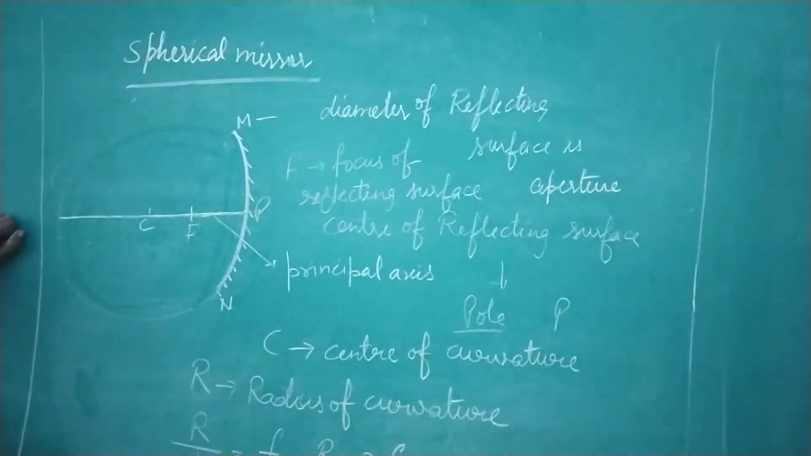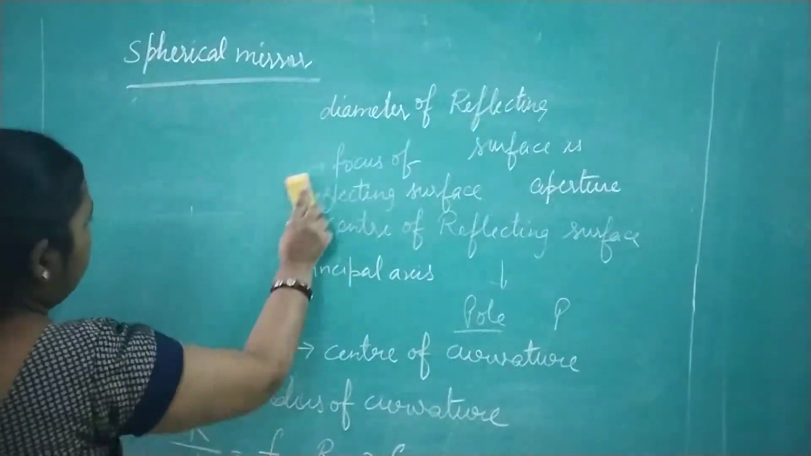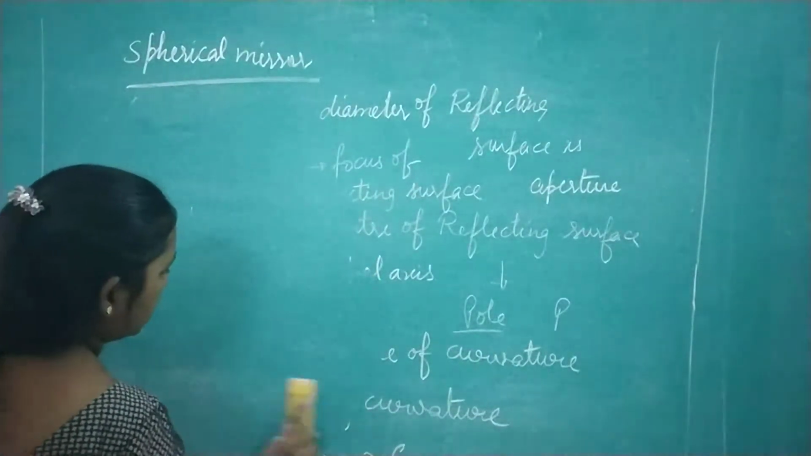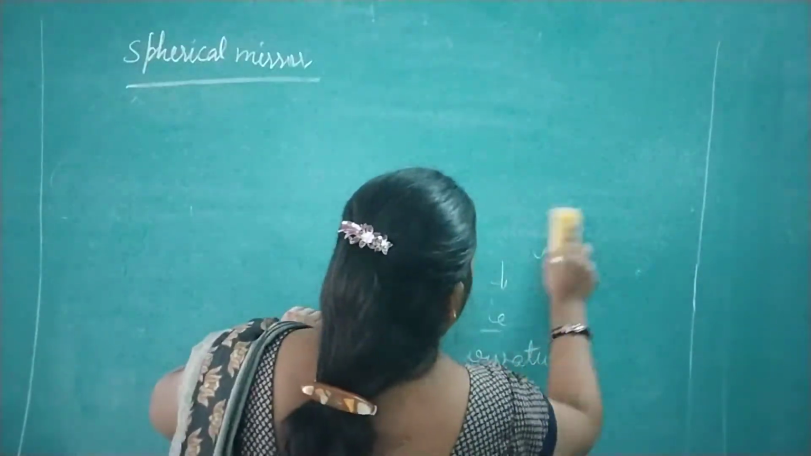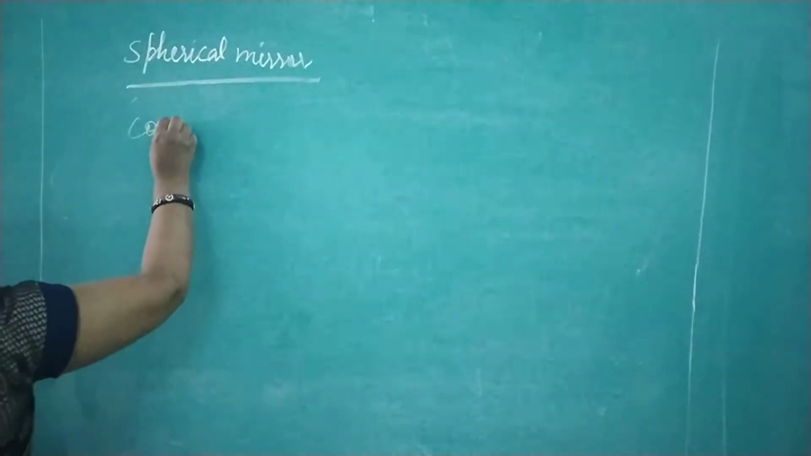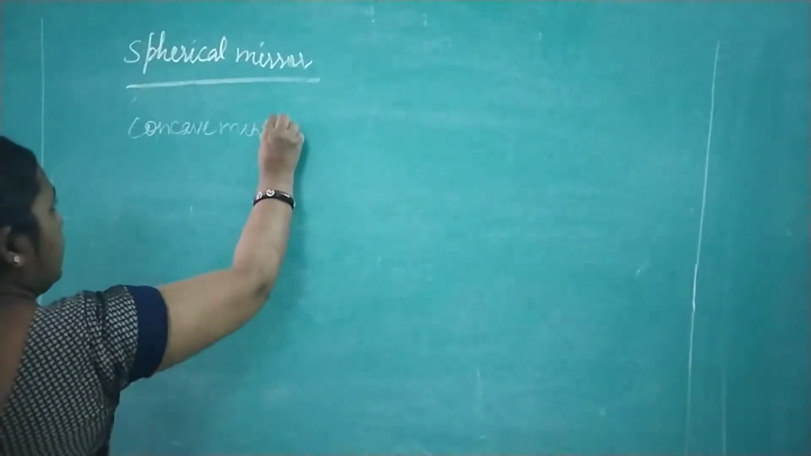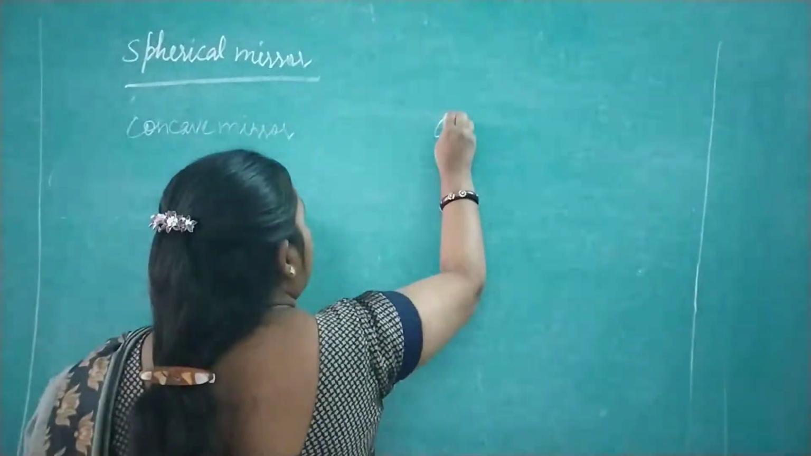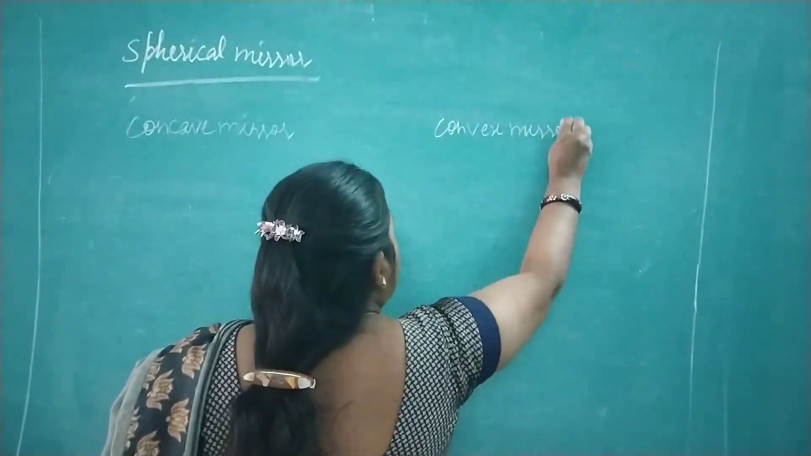As we have discussed, there are two reflecting surfaces in a spherical mirror, so the nature of the images will be different from each other. So we will discuss what is the nature of these types of mirror. One is the concave mirror and another is known as the convex mirror. We will discuss the difference later.